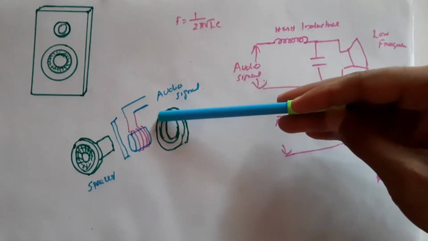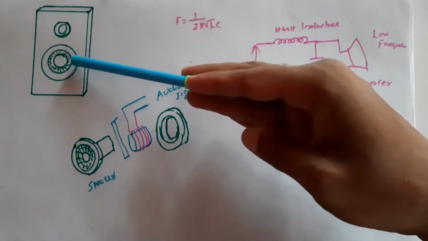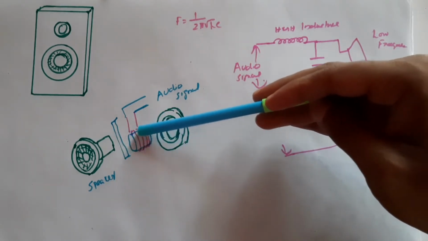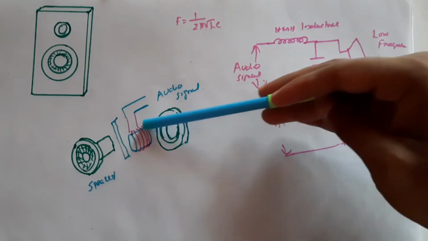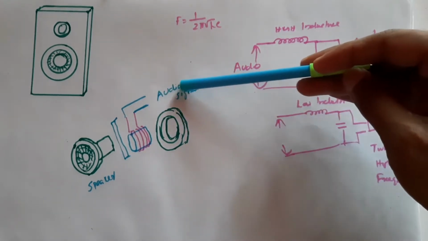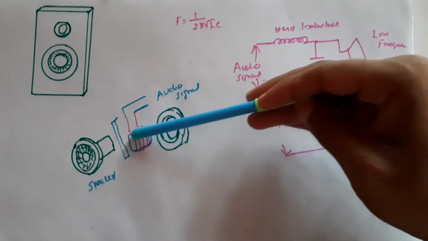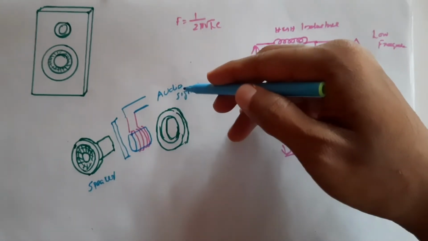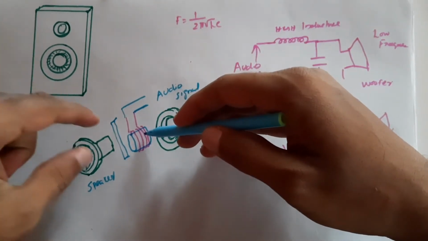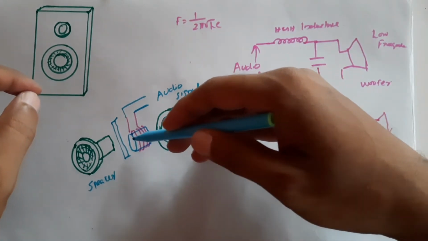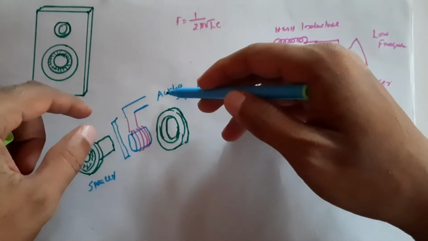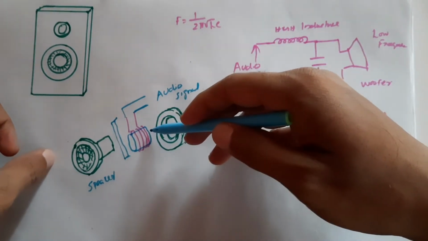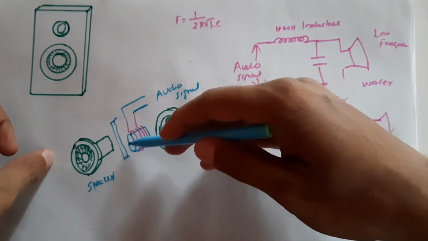If we look inside the speaker, we can see a permanent magnet, and there is a coil wound on some material. When an audio signal is applied, this will become a magnet, and according to the value of the audio signal, the magnetic field will be high or low, or depending upon the direction of the audio signal, the poles, that means the north and south pole, will alternate.